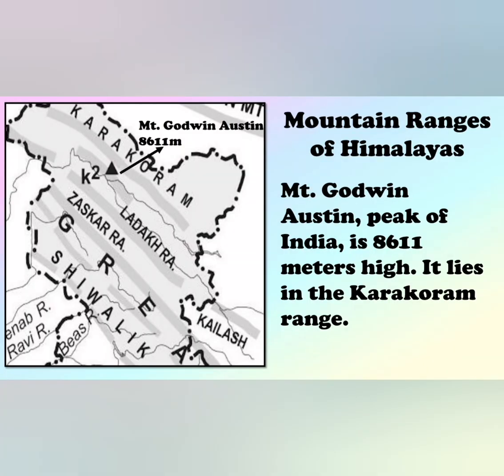The next is Mountain Ranges of Himalayas. Children, once again, please pay attention here because now we are going to learn about the important mountains and hills that form a part of the Himalayan range. The first one is Mount Godwin Austen, the highest peak of India, which is 8,611 meters high. It lies in the Karakoram range.